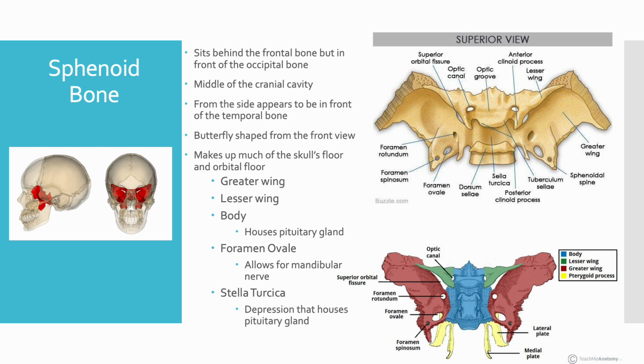And the only way to see the opening or the depression where that sits is the superior view of the sphenoid bone. So this top image is a top down. You're looking from the top down onto the sphenoid bone. And the colored image is looking in an anterior view, so looking forward straight on into the eyes of the skull.